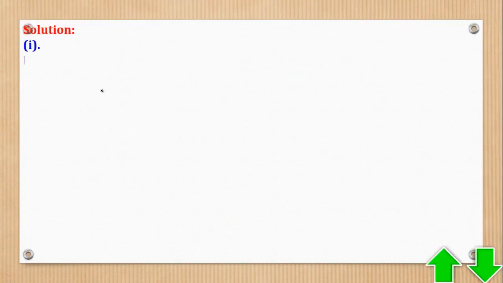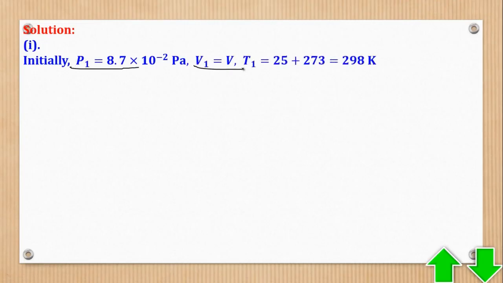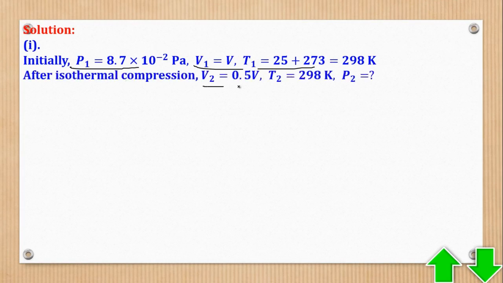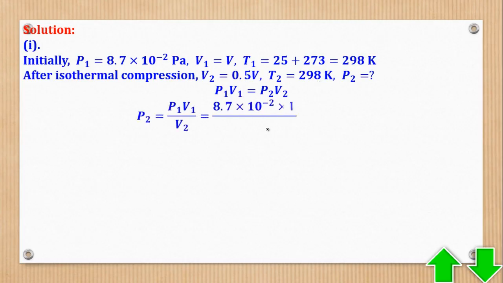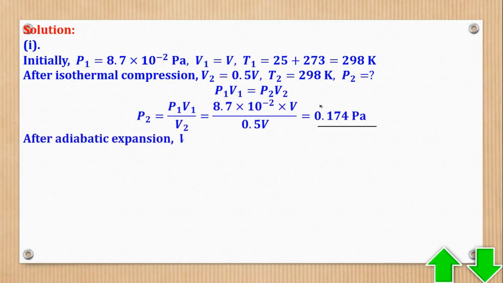So you shall come and say that initially P1 is that, V1 is that, T is that, T1. Then after isothermal compression, V2 is that, T2 is the same as before, P2 we don't know it. So we shall use Boyle's law to get the value of P2. So P2 will be that.